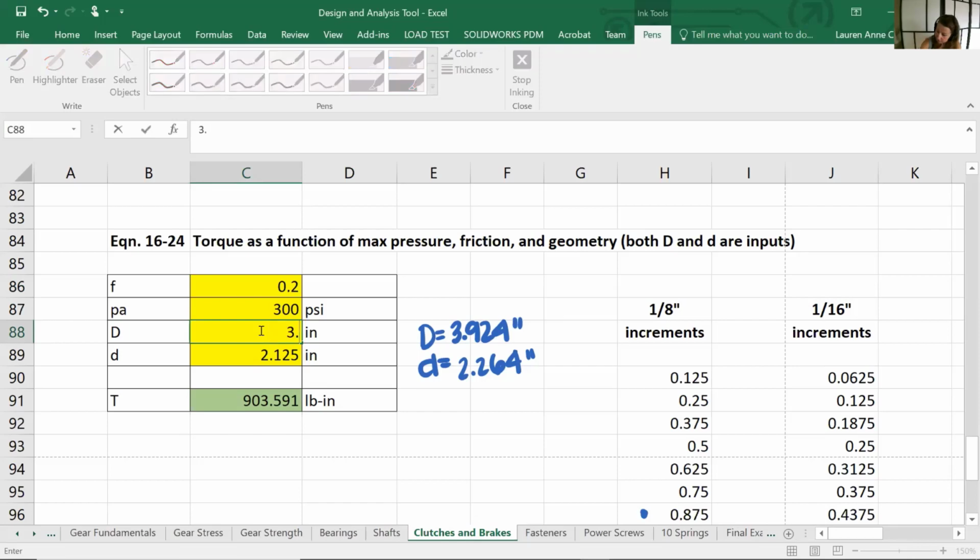So 3.924. Let's just check that this is the right formula. 2.264. Got a little bit of rounding error because I didn't directly pull big D and little d from up above, but we are close to 548.